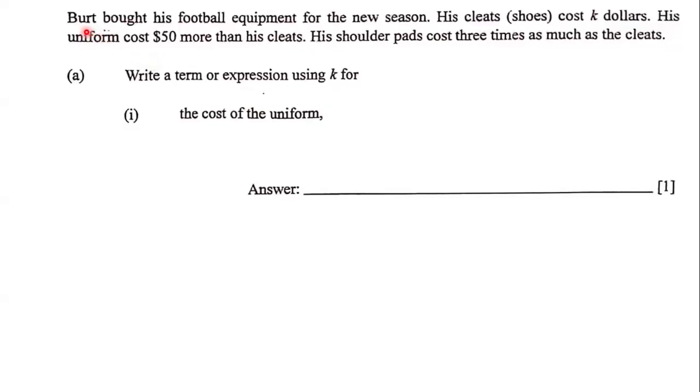The question states, Bert brought his football equipment for the new season. His cleats, in brackets we have shoes, cost K dollars. His uniform costs $50 more than his cleats. His shoulder pads cost 3 times as much as the cleats. A, write a term or expression using K for the cost of the uniform.